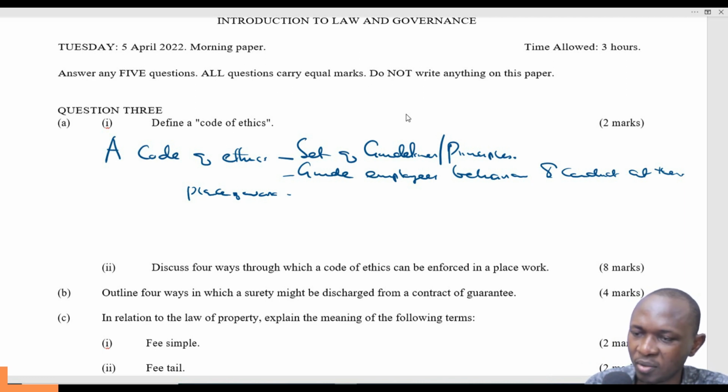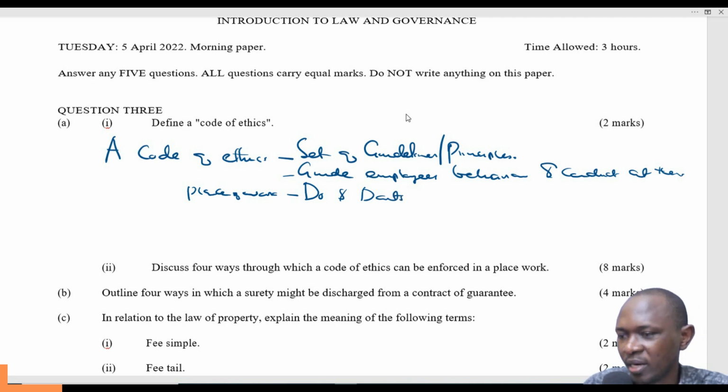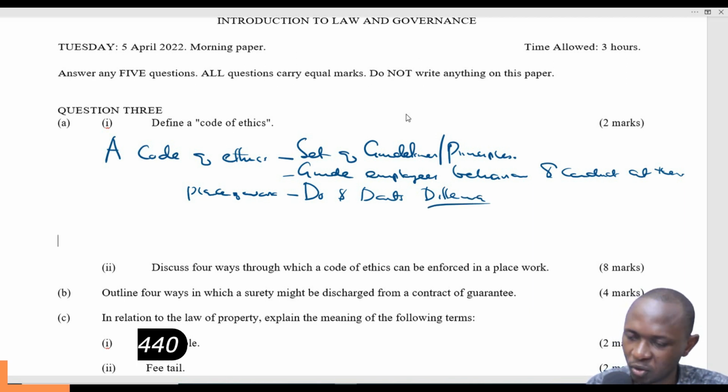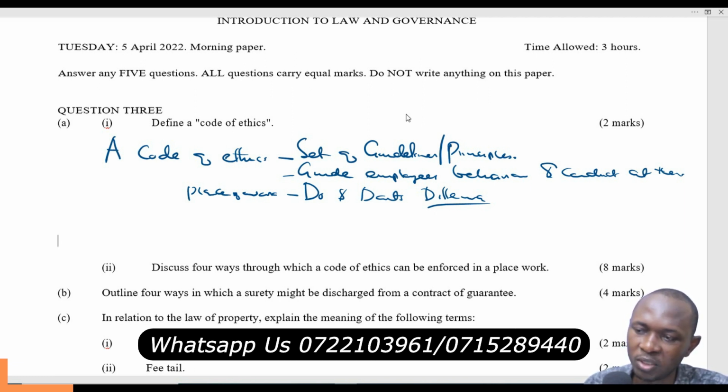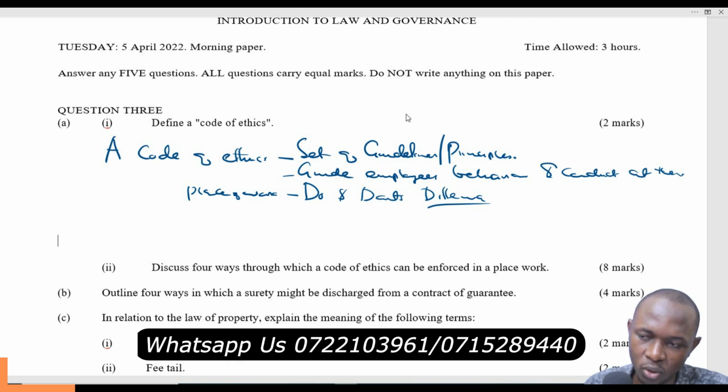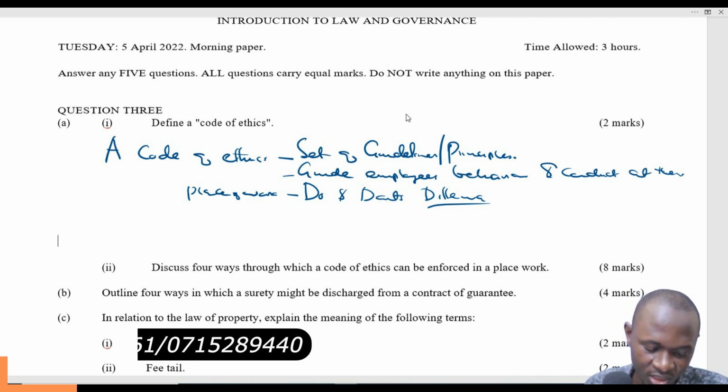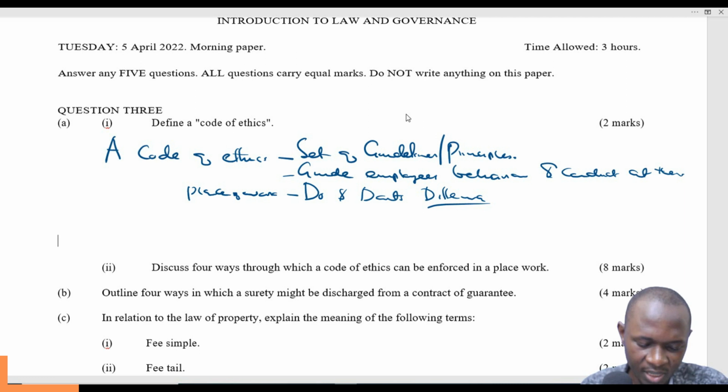work. Normally, it's about the do's and the don'ts, especially when an employee is in a dilemma kind of situation where he doesn't know what to do because the situation presents a dilemma. So the code of ethics will always present him with a solution on the right path that he's supposed to take.